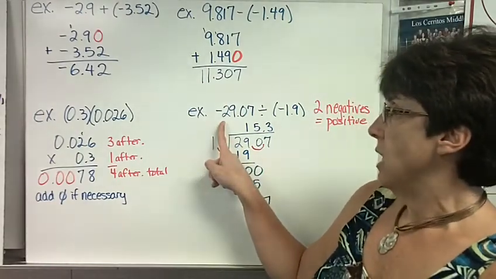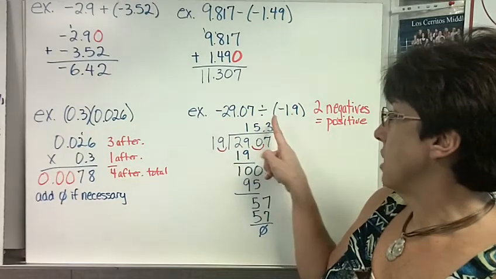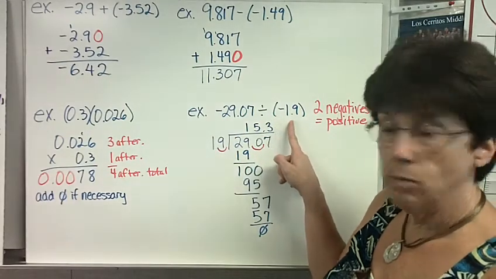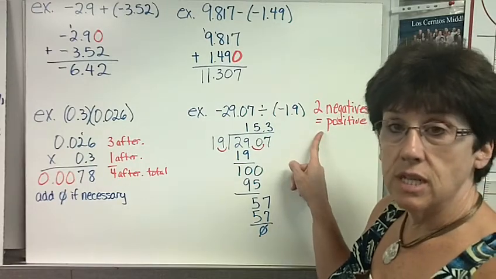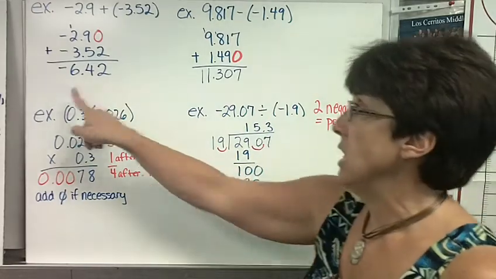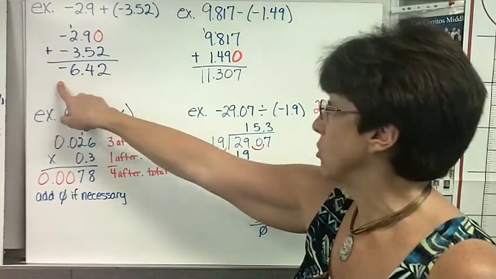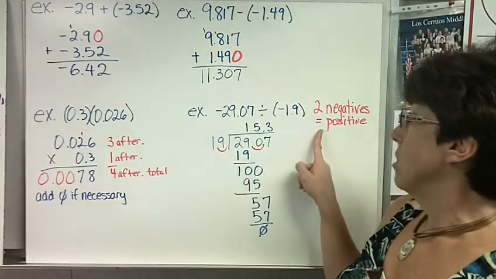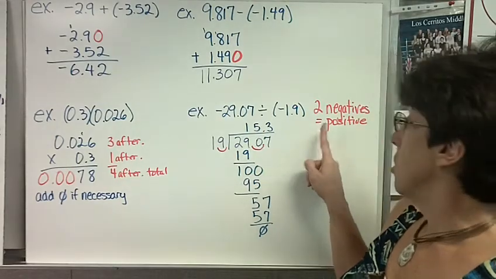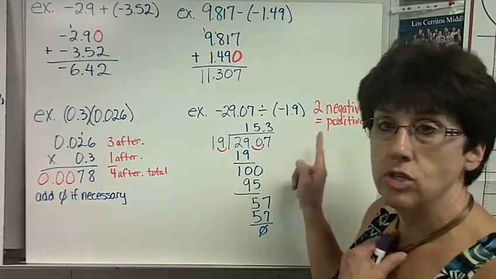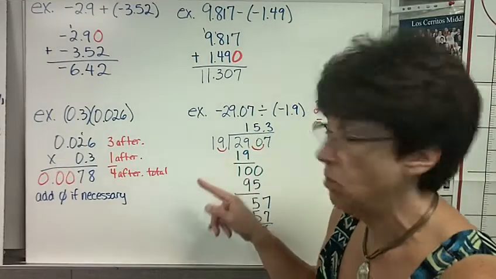Finally, negative 29.07 divided by negative 1.9. So the first thing, when we're dealing with negatives, you need to decide if it's going to be positive or negative. In the addition, they were both negative, so you knew it was going to be negative. Here, we're dividing, 2 negatives, same sign equals positive. 2 negatives equal positive. So I'm just going to ignore the negatives in my math now.